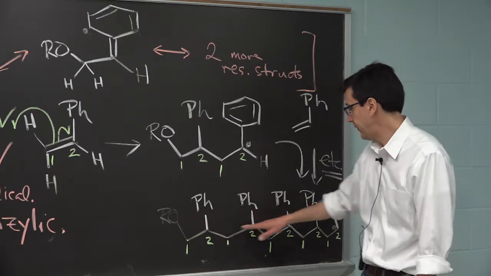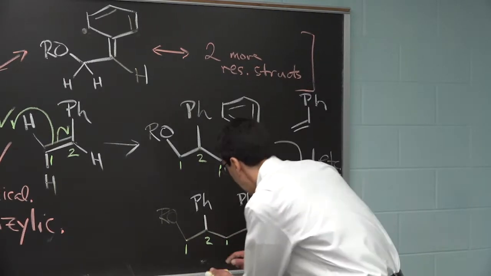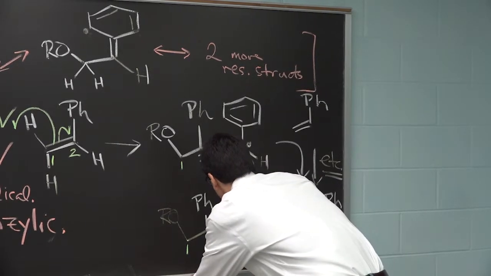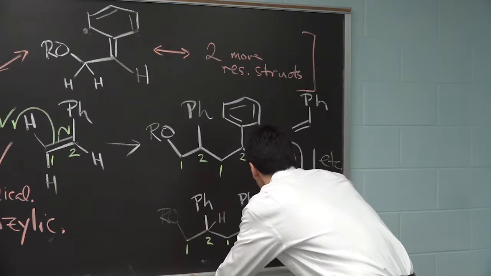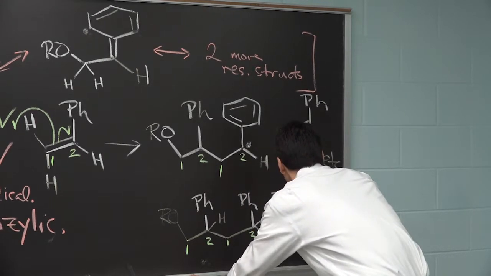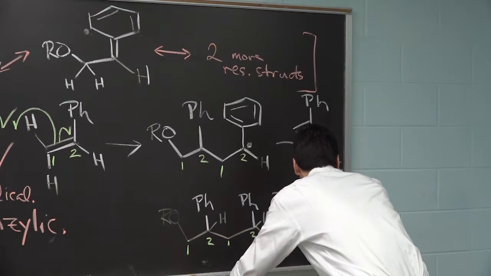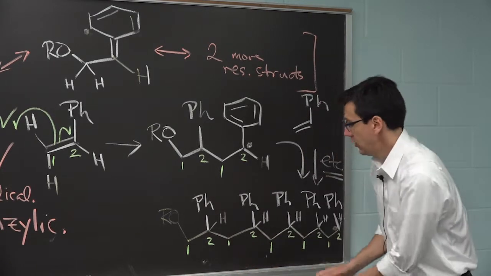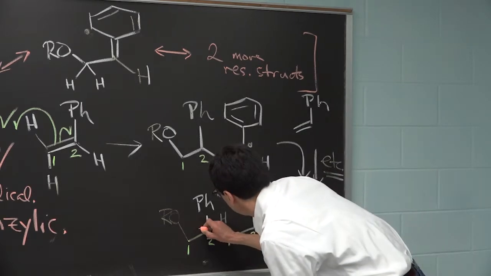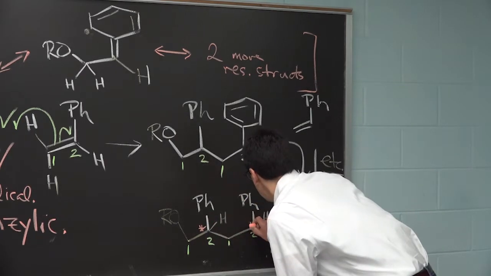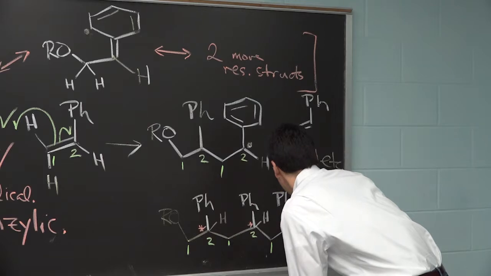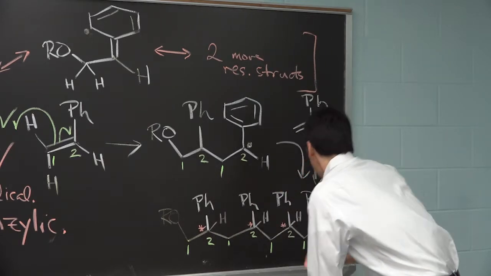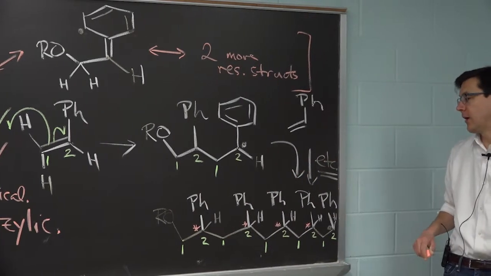If you look at this, don't forget that there's a hydrogen at each of the carbons 2. There are also 2 hydrogens at each of the carbons 1, but let's focus on this. And notice each of these carbons is a possible source of stereochemistry.